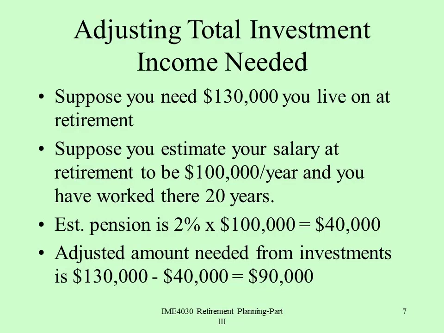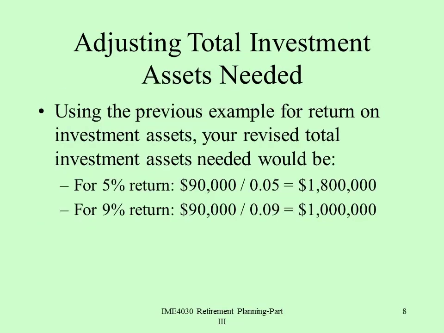Let's go to slide number 8. We're going to recalculate our total investment assets needed. And you can see that for the two examples we've been using, the 5% return and 9% return, we now have 1.8 million and 1 million as our retirement assets needed. So let's go on to our savings goals. Slide number 9.